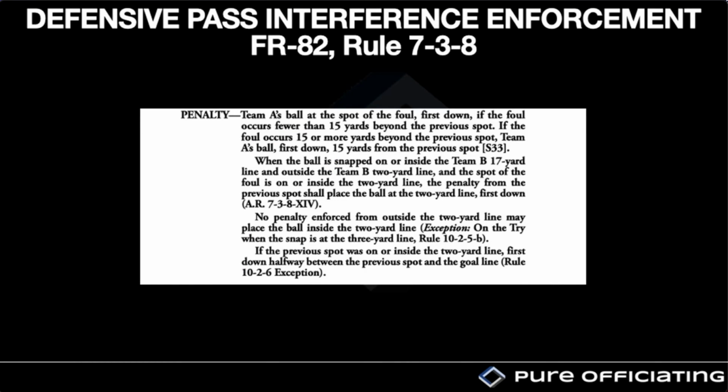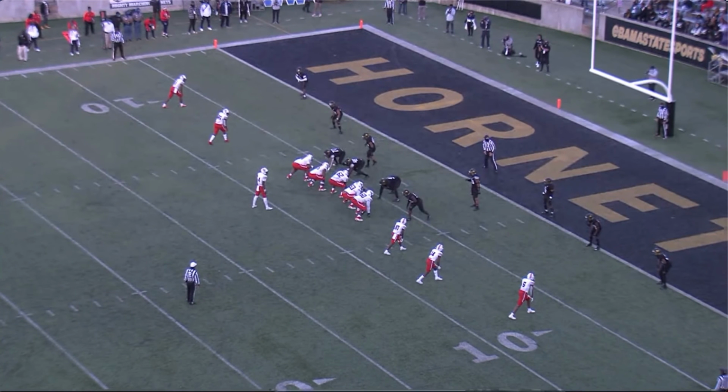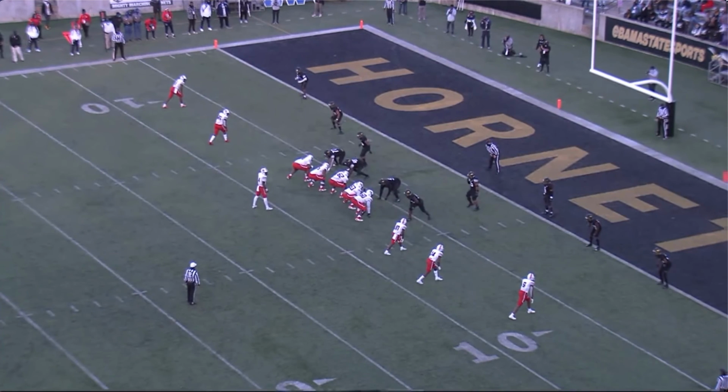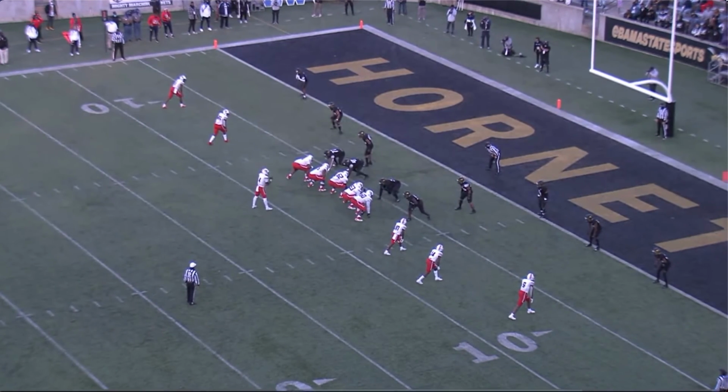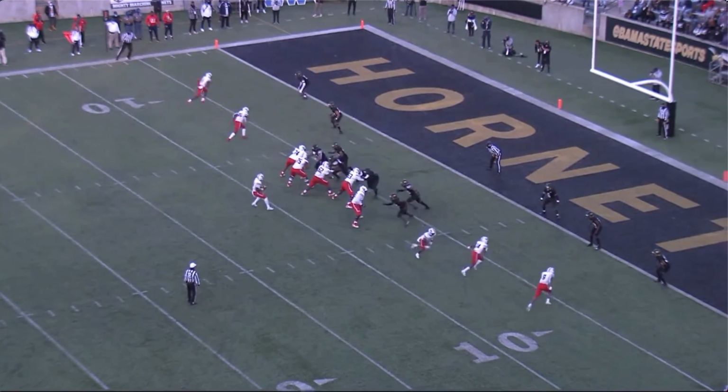Penalty enforcement is very specific. So when the ball is snapped on or inside the team B 17-yard line, what we say is the penalty from the previous spot shall place the ball at the 2-yard line. Why is that important? It seems like a very minor and inconsequential thing, but if we look here, the ball is snapped from position 3, and we talked about positions previously on an under 2 segment. The ball is snapped at position 3, so the previous spot is position 3.